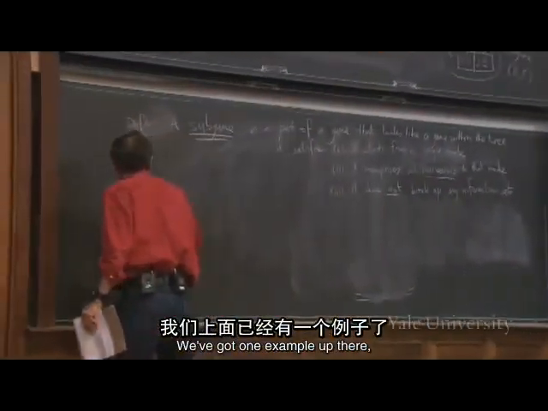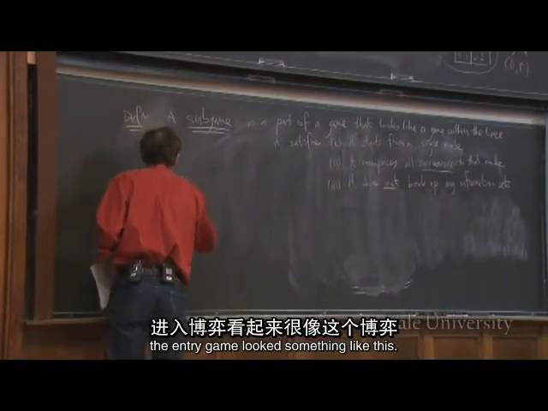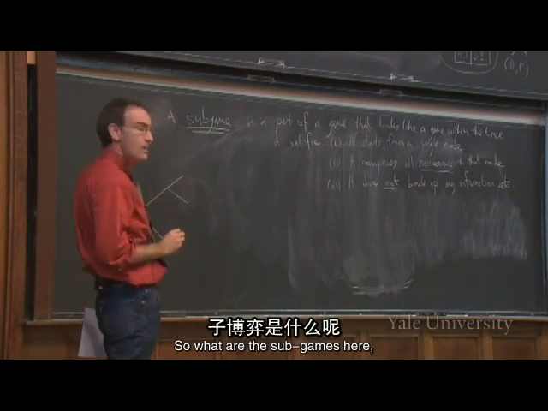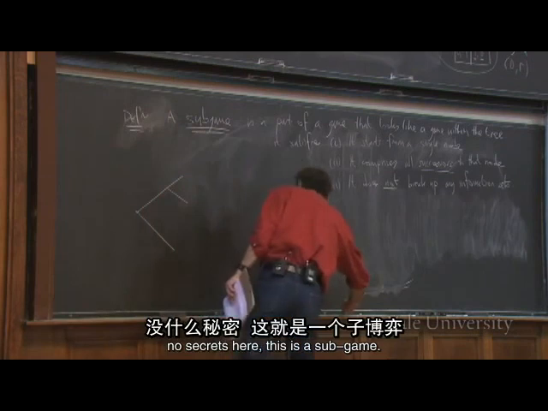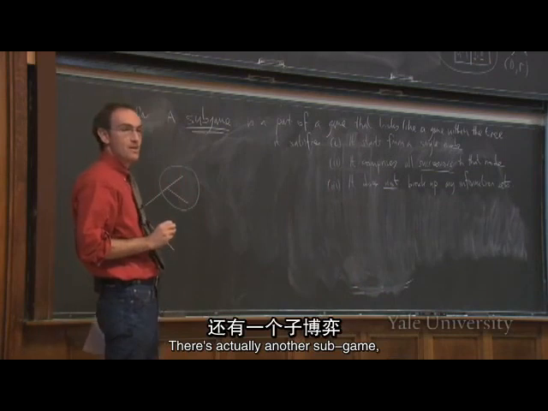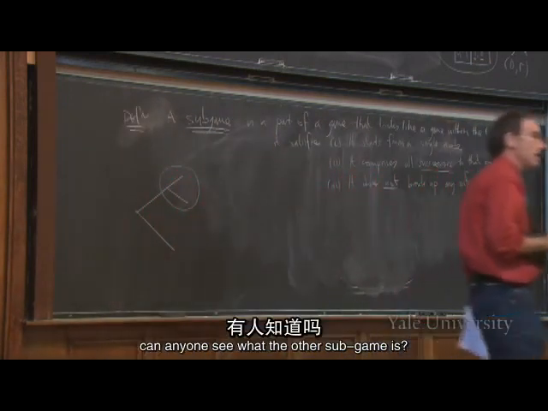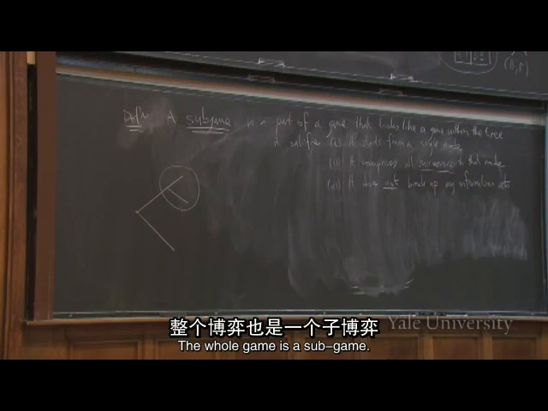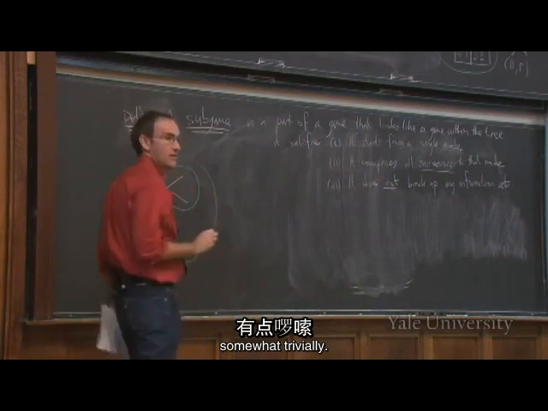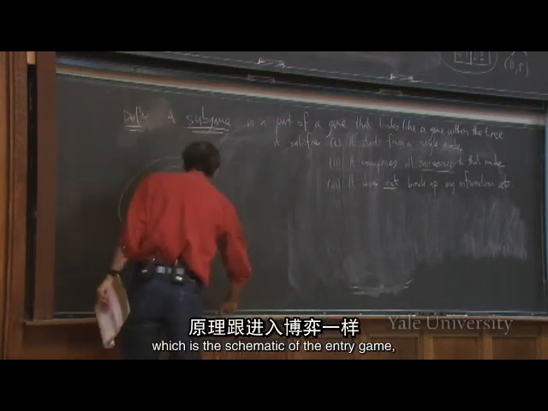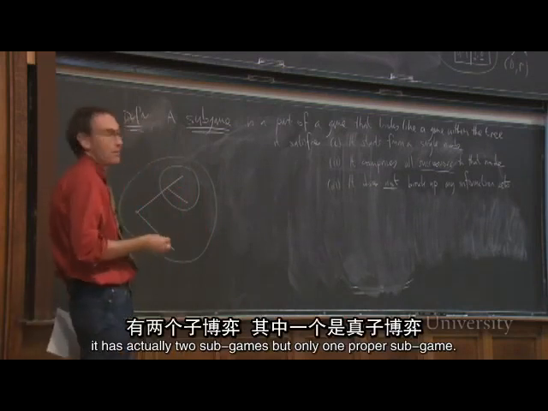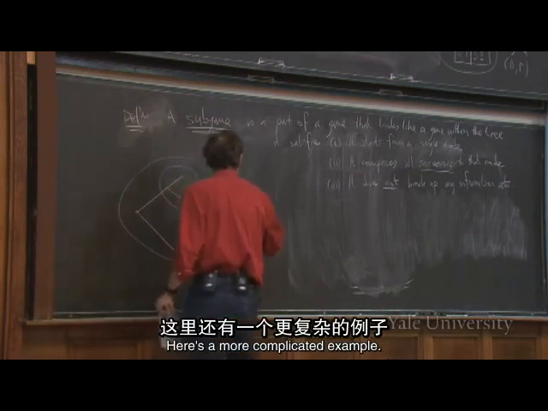We've got one example up there. The entry game looked something like this. So what are the subgames here? So no secrets here. This is a subgame. There's actually another subgame. You want to see what the other subgame is? The whole game is a subgame. All right? The whole game is itself a subgame, somewhat trivially. So this particular game, which is the schematic of the entry game, has actually two subgames, but only one proper subgame. Here's a more complicated example.